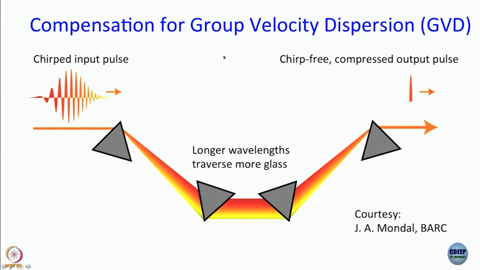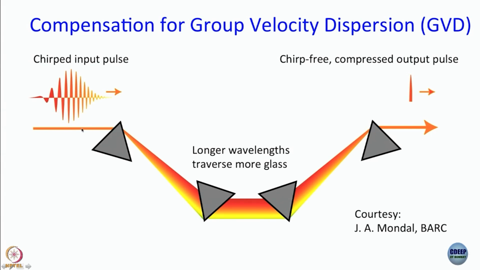What is the meaning of group velocity dispersion? The separation in time of different frequencies due to different velocities in a medium with a finite refractive index, that is called group velocity dispersion. We are trying to compensate for it. Okay. So, what do we do?